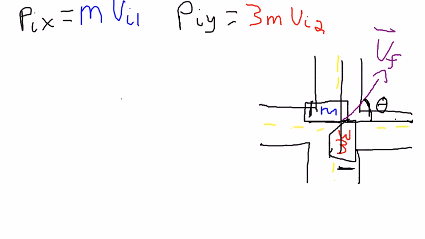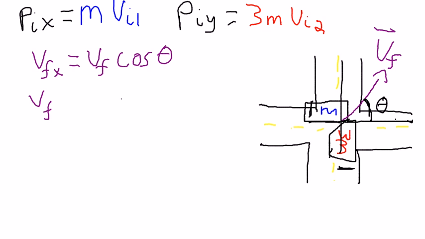Let's start by breaking that final velocity into its components. The final velocity in the x component will be the final velocity multiplied by the cosine of our angle theta, and the final velocity in the y direction will be equal to the final velocity multiplied by the sine of the angle. I hope you guys notice also that I'm using purple, the combination of blue and red, to represent the final velocity of my blue and red cars colliding. You're welcome.